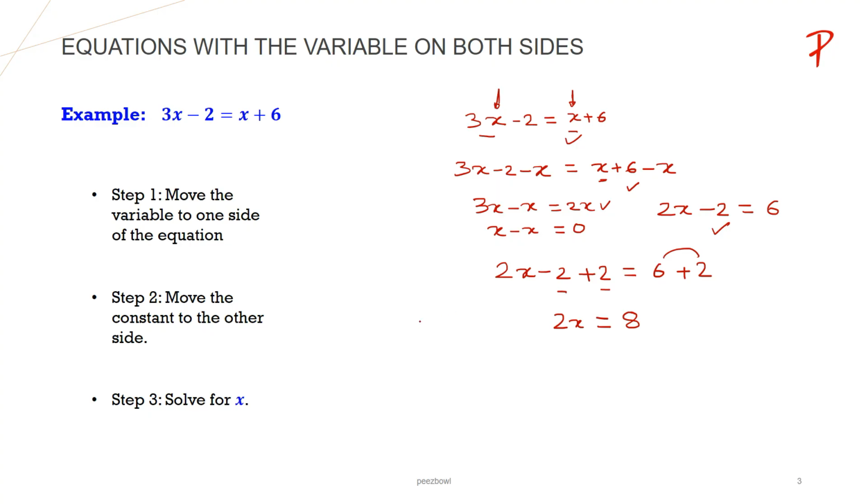Now we need to solve for x. Now to find the value of x, we divide both the sides by 2. So 2x divided by 2 is equal to 8 divided by 2, right? So this 2 and this 2 will cancel each other and on the left hand side we have x and 8 divided by 2 is 4, right? That's our solution. Let us take one more example.